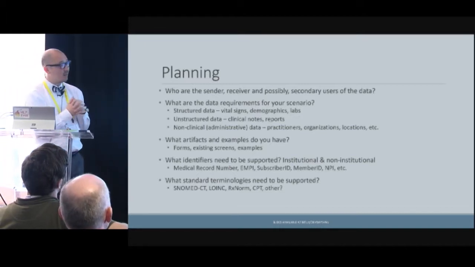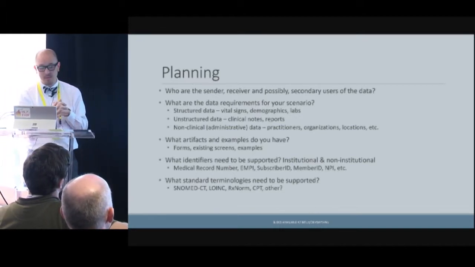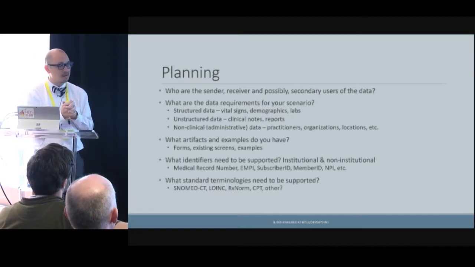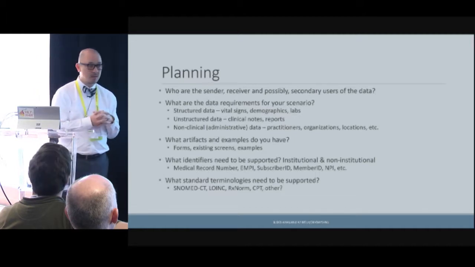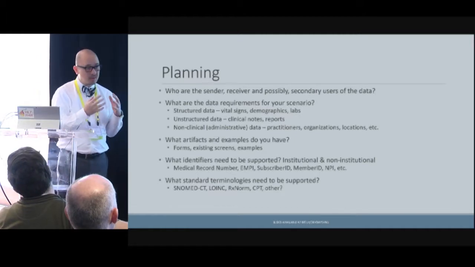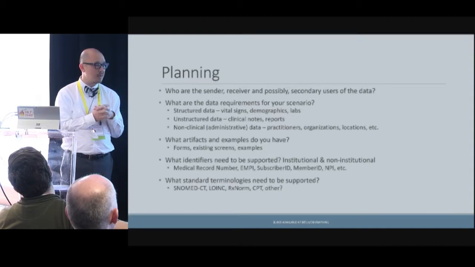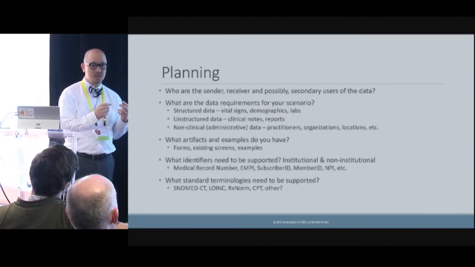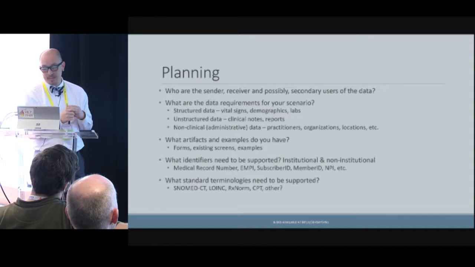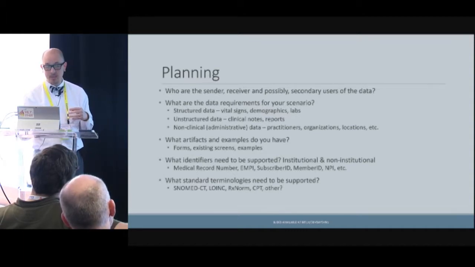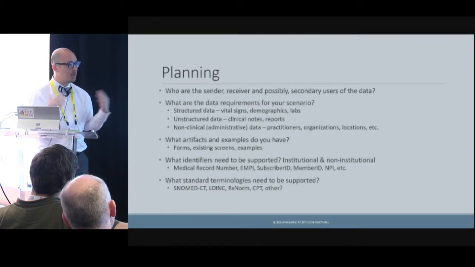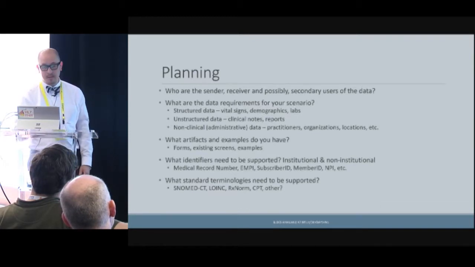It's important to also think about identifiers, whether they be medical record numbers, EMPIs, for payer use cases, subscriber and member IDs. And then you have to think about what are the terminologies you're going to use. And if you're not a kind of a terminology geek like me, you find someone to help you with that terminology. And most of the time in the US, we're thinking about SNOMED codes for condition, LOINC codes for labs, and RxNorm codes for medications. So you want to gather all this information in advance before you do your scenario.